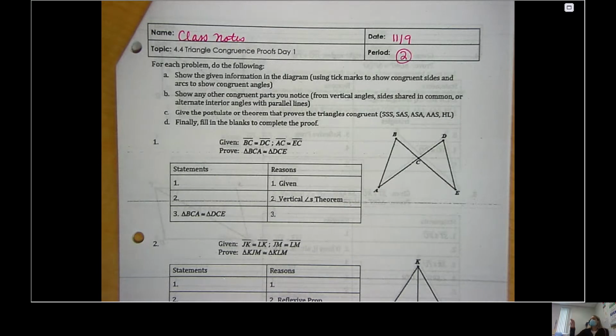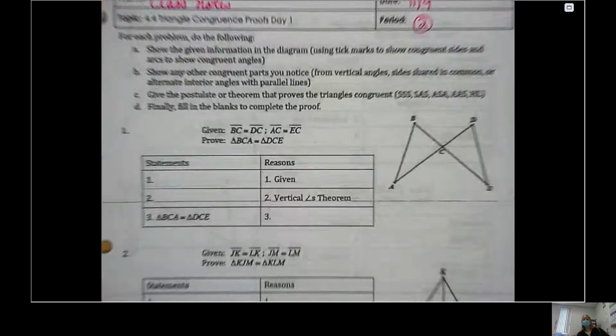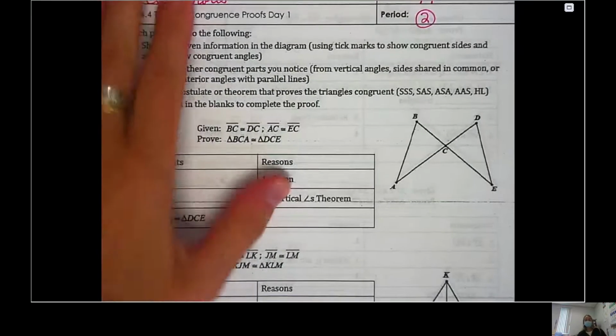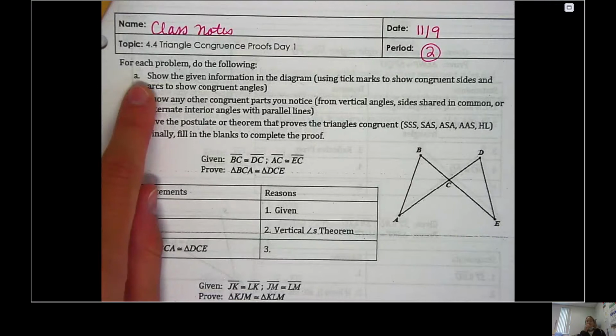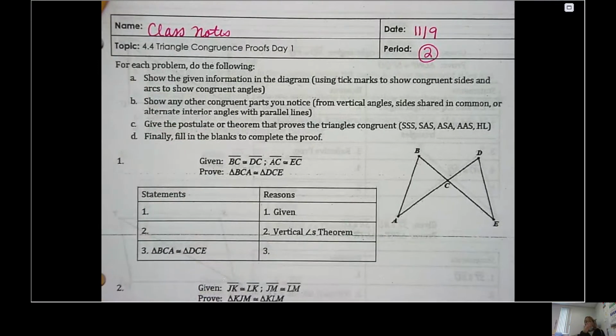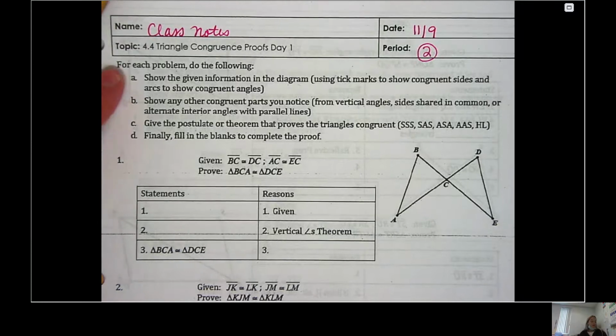And we're always going to make sure that we have 3 pieces of information. You need 3 pieces of information to prove something is true. So for each one of our proofs, we're going to follow these steps. The first thing we are going to do in any picture or proof is show the given information. So if there are sides, we're going to mark them with tick marks. If there are angles, we're going to mark them with arc marks. That's the first thing that I do.